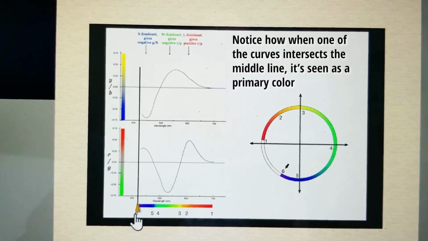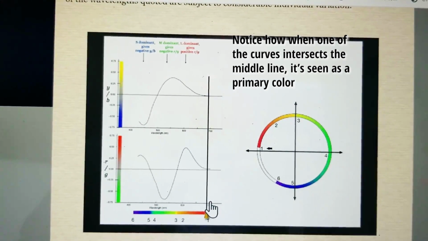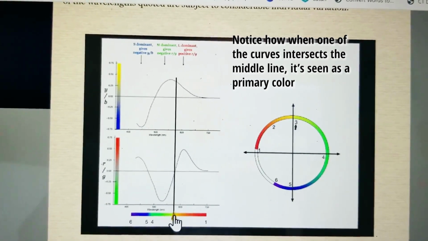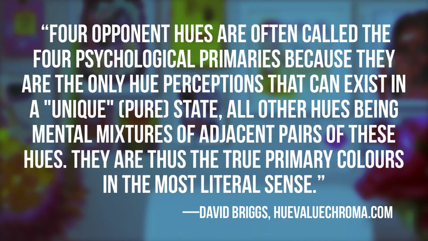When you study how the brain responds to those 4 colors in their most pure states, you'll see that one of the opponent signals will drop to 0 and the other opponent cell will be smack in the middle of the color slider. These 4 opponent hues are often called the 4 psychological primaries because they are the only hue perceptions that can exist in a unique or pure state, with all other hues being mental mixtures of adjacent pairs of these hues. They are thus the true primary colors in the most literal sense.